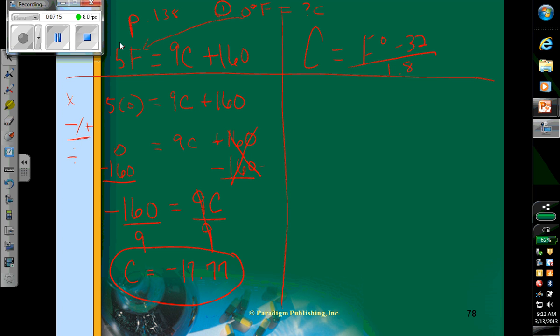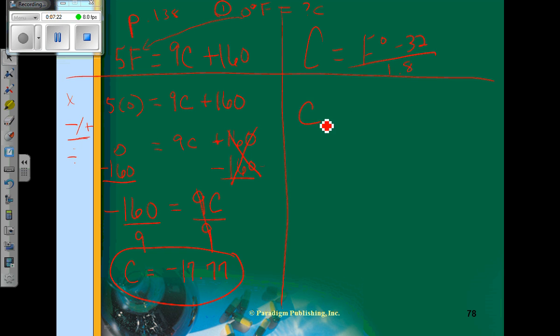Okay, and on the other formula here, we're going to take our Fahrenheit degrees and put it where the F is, so C equals 0 minus 32. You're going to divide it by 1.8. So 0 minus 32 would be negative 32, divided by 1.8 would equal negative 17.77. So we come up with the same answer with both.